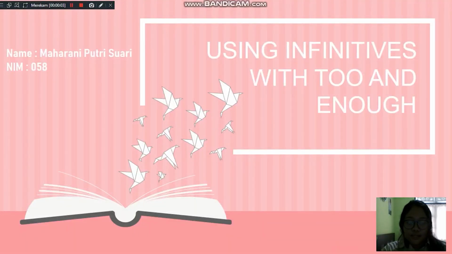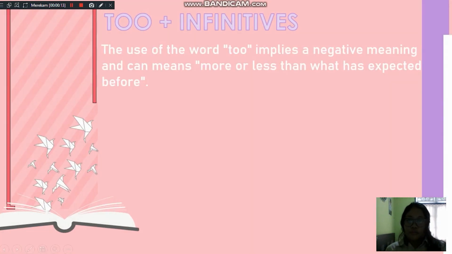My name is Maharani Suari, and I will explain how to use infinitives with to and enough. I will explain how to use too plus infinitives first. The use of the word too implies a negative meaning or a negative result, and can mean more or less than what the speaker or the thinker expected before.